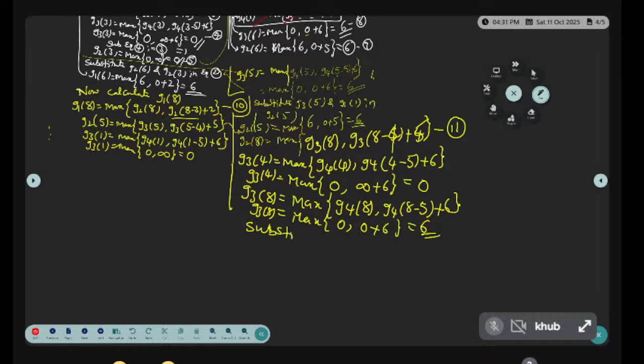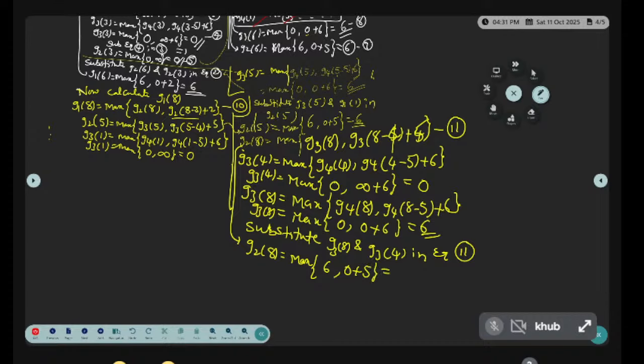Substitute G3 of 8 and G3 of 4 in equation 11. That equation 11 says that G2 of 8 is equals to maximum of G3 of 8 6 comma G3 of 4 0 plus 5 is equals to 4.